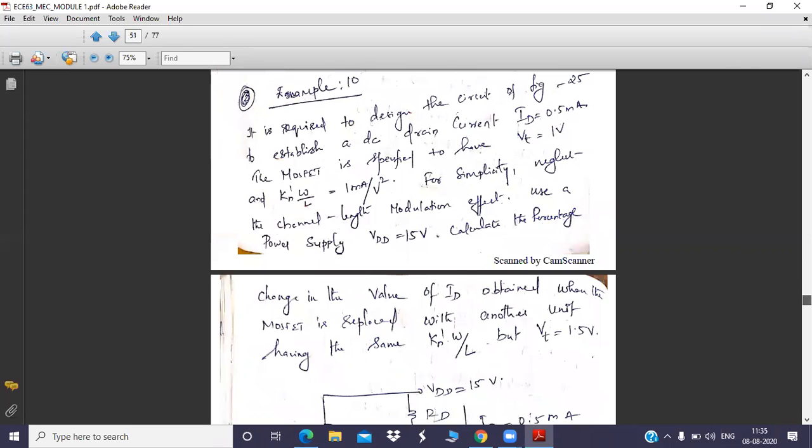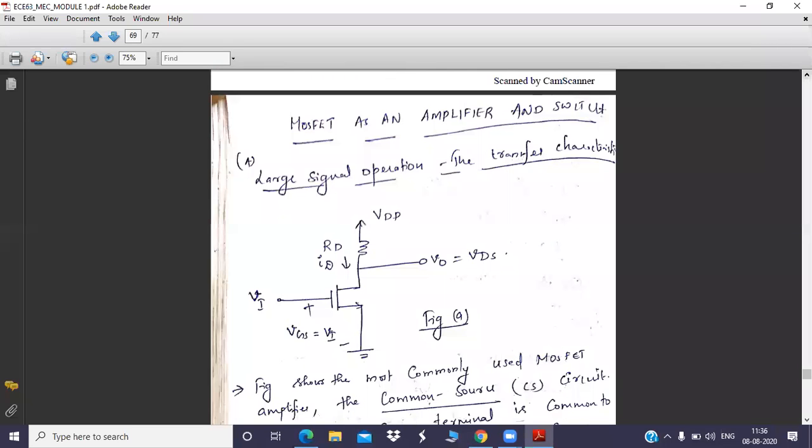Basically you have two applications for a MOSFET. It is either used for amplification or used as a switch. So let me explain what an amplifier is. If you have a weak signal, you need to strengthen that signal, isn't it?